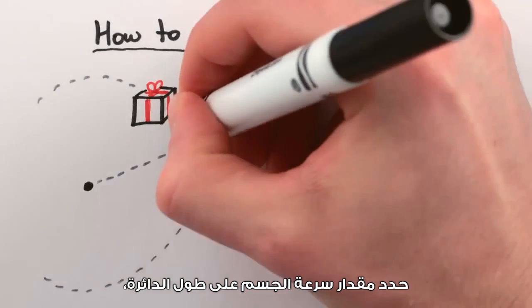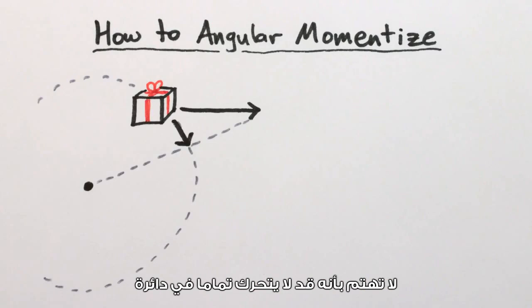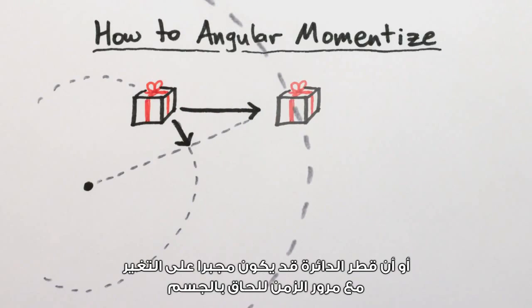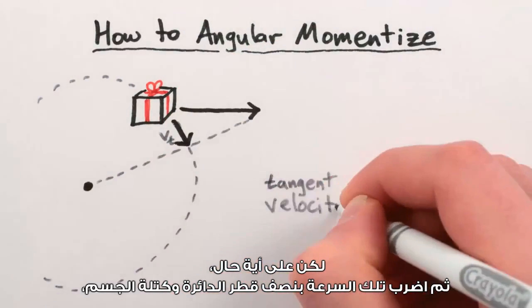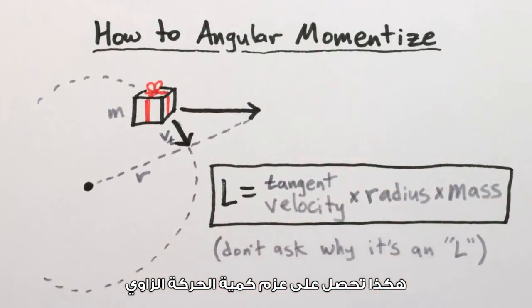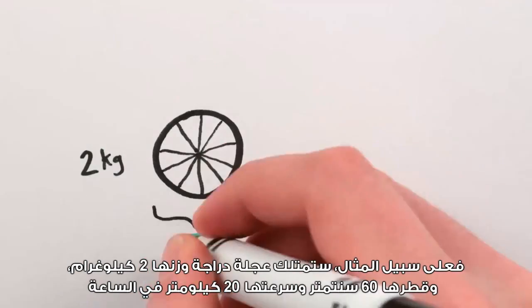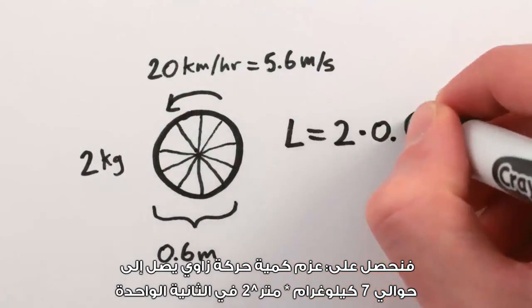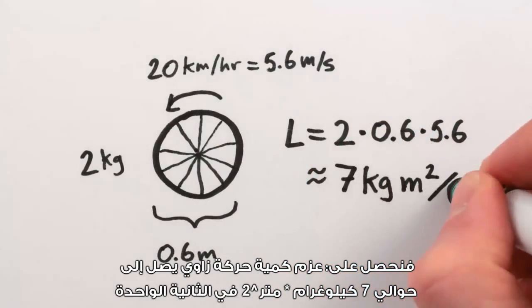Figure out how fast the object is moving along the circle, never mind that it probably isn't moving exactly along the circle and that the circle might have to change size over time to follow the object. But anyway, then multiply that speed times the size of the circle and the object's mass. And there you have it, angular momentum. For example, a 2 kilogram, 60 centimeter diameter bicycle wheel going 20 kilometers per hour would have an angular momentum of about 7 kilogram meters squared per second.